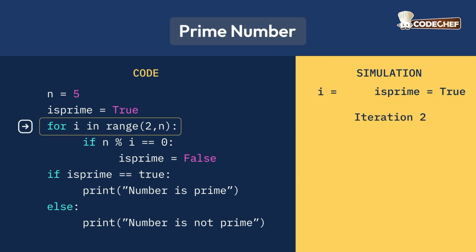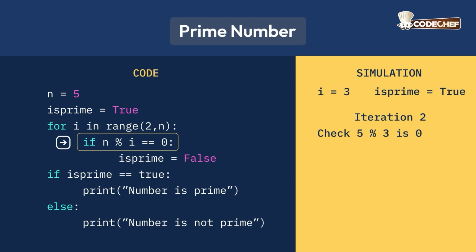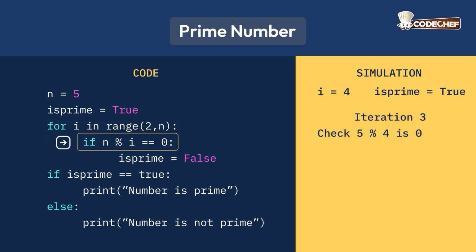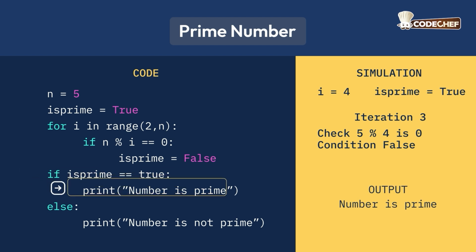In the second iteration where i is 3, 5 mod 3 equal to 0 is also false and our is prime remains true. In the third and the last iteration where i is 4, 5 mod 4 equal to 0 is also false. Condition fails. Our is prime is also not set to false. It remains true. So we've completed the loop, and since the value of is prime is true, we print number is prime.